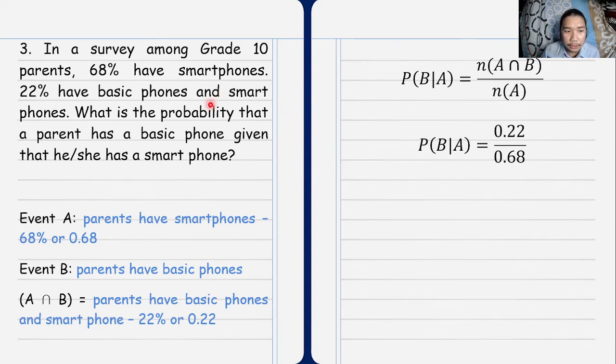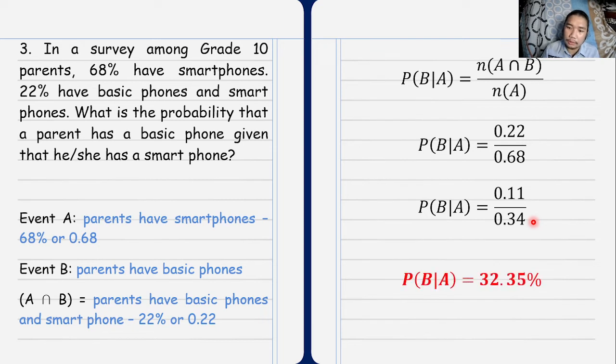Una, pag tutukoy tayo ng event A, tignan na lang natin kung sino yung mauunang event na lalabas. Since dito sa problem na to, smartphones yung nauna, ayun na automatically yung event A natin. So lalabas na dyan yung intersection, and then yung hahanapin natin dyan is yung event B, probability of event B. So ayan, 0.22 over 0.68, divisible siya by 2. So 0.22 divided by 2, and then 0.68 divided by 2 is equal to 0.11 over 0.34.